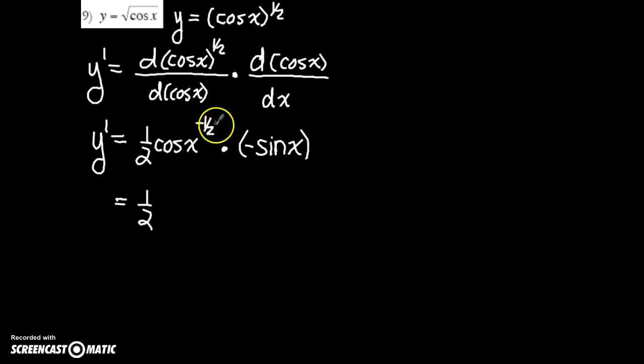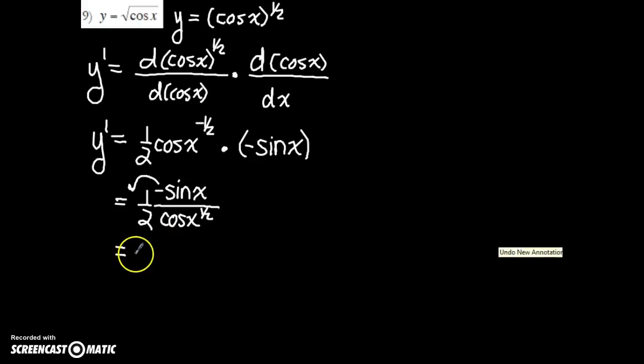And this being to the negative exponent, we're going to have this guy on the bottom, and this remains on top. Okay, so I'm bringing this negative out, and I'm just going to make it one little fraction. So we'll have negative sine of x over 2 square root of cosine of x, because cosine of x to the 1/2 is the same thing as square root of cosine of x.